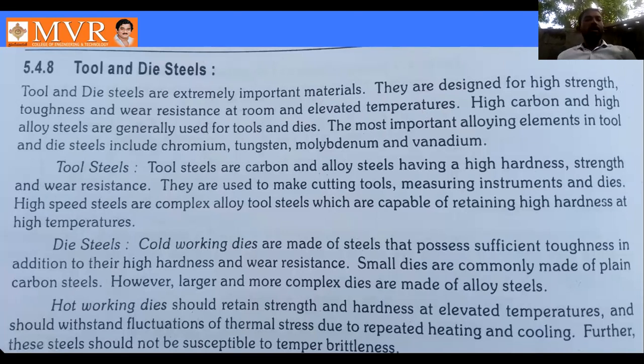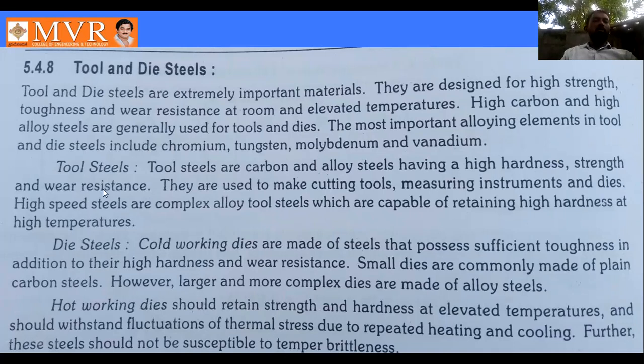High carbon and high alloy steels are generally used for tool and die steels. High alloy steels are generally used for tools and dies. So next, see here, the most important alloying elements in tool and die steels include chromium, tungsten, molybdenum, and vanadium. So these are the main alloying elements in tool and die steels.